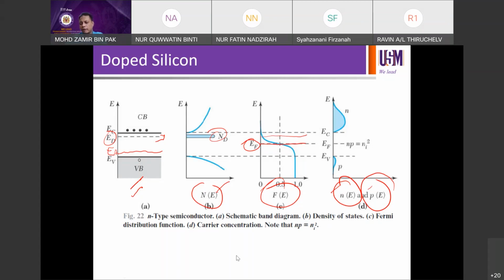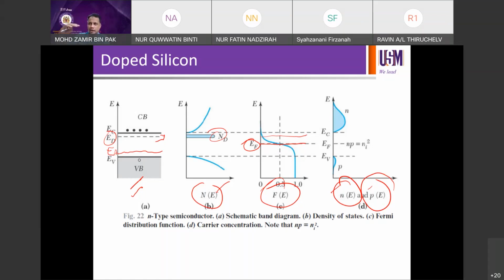When you talk about your EF for n-type, the EF is going to be shifted up close to the conduction band edge, right below, okay? On the other hand, for p-type, your EF is going to be shifted down close to the VB, right above the VB. So the distance between your EF to CB for n-type, or EF to VB for p-type, will be dependent on your doping level, okay? The higher the doping level, the closer your EF to CB or to VB, okay?